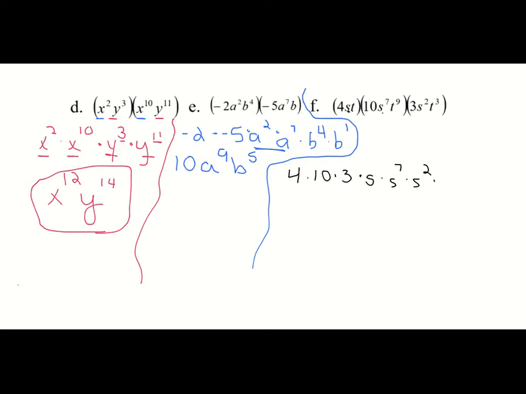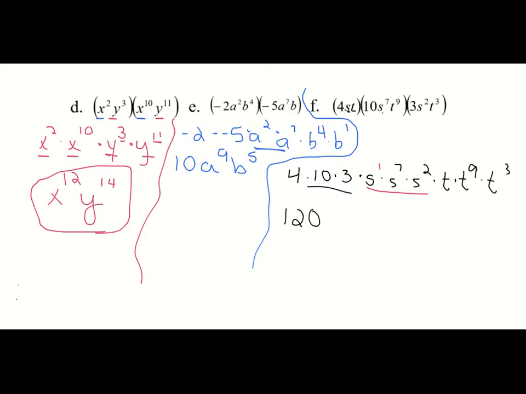And then we'll worry about my t's. So times t to the 9th, and t to the 3rd. All right, my numbers, when I multiply them, 4 times 10 is 40. 40 times 3 is 120. Now, if we look at the s's, again, I have s with no exponent. So remember, there's one s there, so it's s to the first power. If it helps you, write it in.